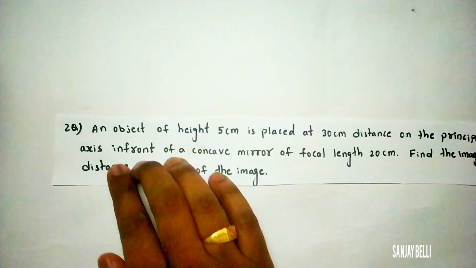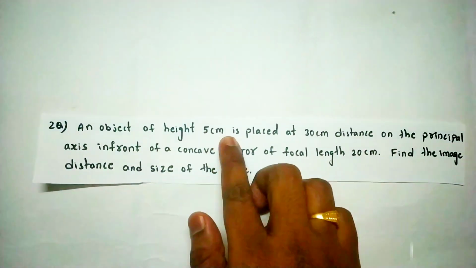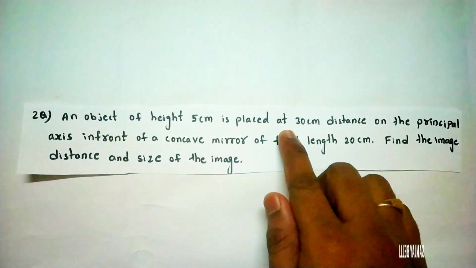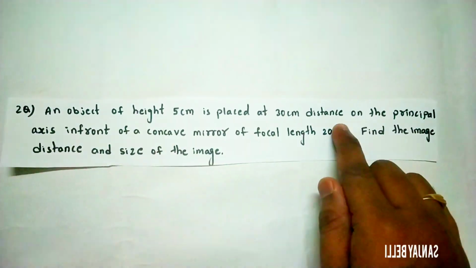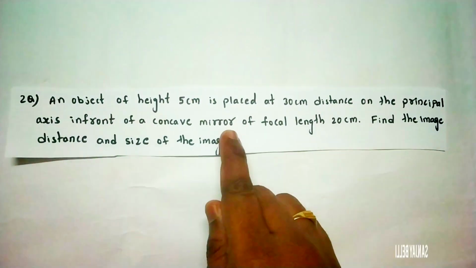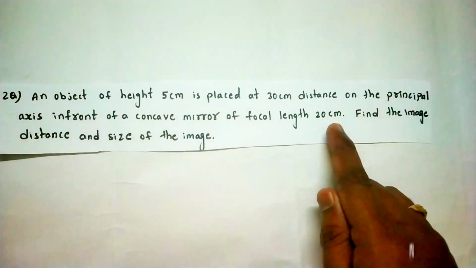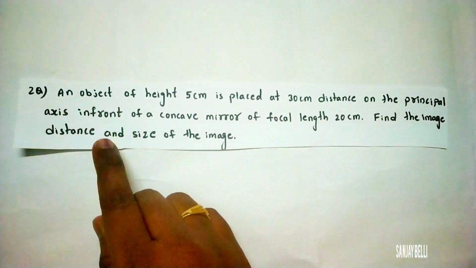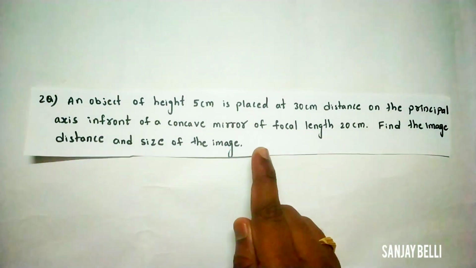Second problem: an object of height 5 centimeters is placed at 30 centimeters distance on the principal axis in front of a concave mirror of focal length 20 centimeters. Find the image distance and size of the image.